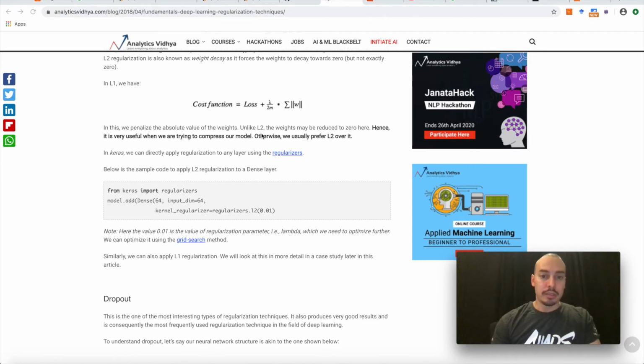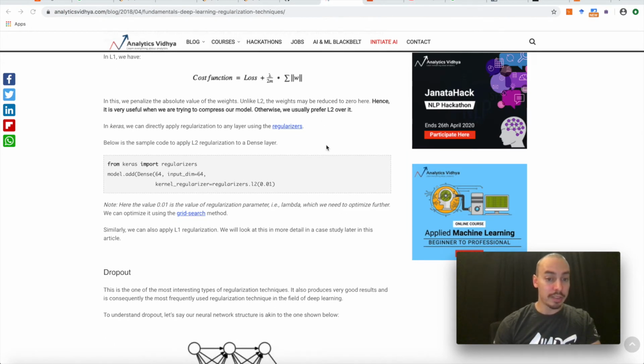Unlike in L2, the weights may be reduced to 0. And in L1, we are able to penalize the absolute value of the weights. So they say here, it is very useful when we are trying to compress our model to use L1. Otherwise, we prefer L2 over it. So that's something that can be achieved.